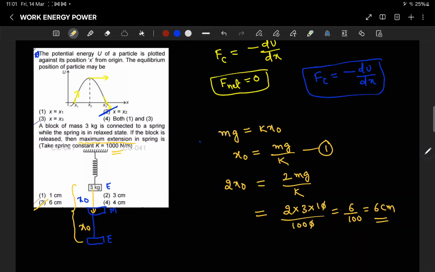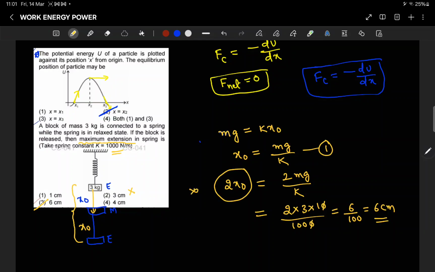Listen, students, many students get confused here. Extension of the spring means only mg by k. If you substitute, it is 3 centimeter. Maximum extension is different from extension. If the question says extension, it means only 3 centimeter. Maximum extension of the spring is nothing but 6 centimeters, 2x naught.